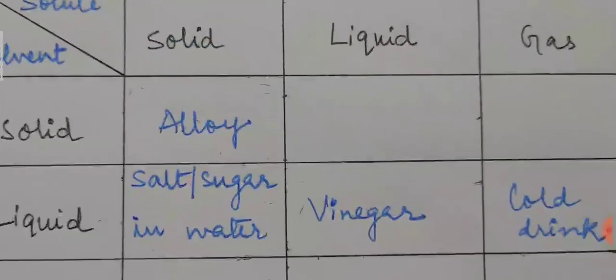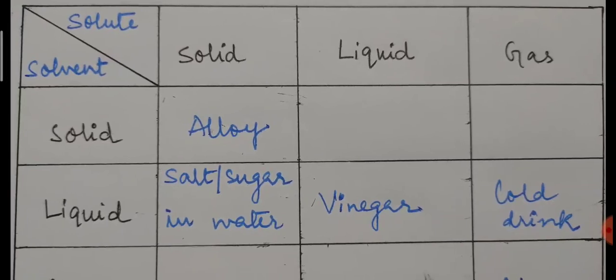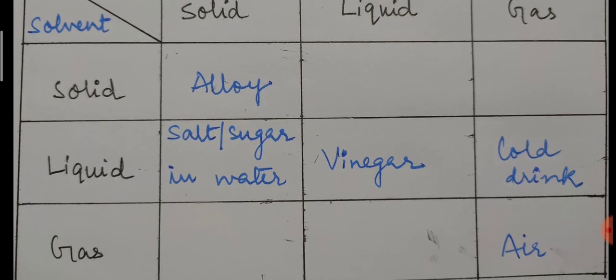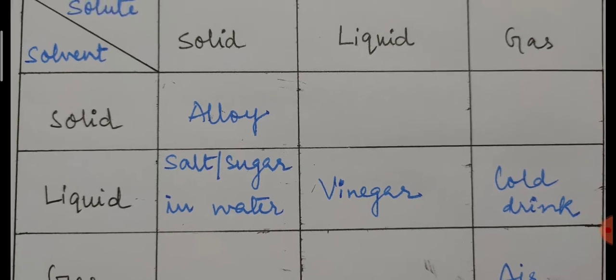Now let us discuss a few categories. In that, as you can see, horizontally I have shown solute and their state, which is solid, liquid and gas, and you can see from top to bottom I have shown you solid, liquid and gas which are solvent.